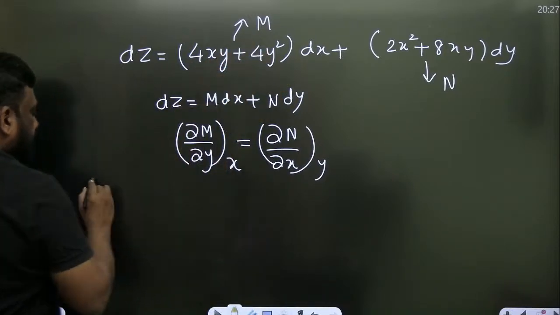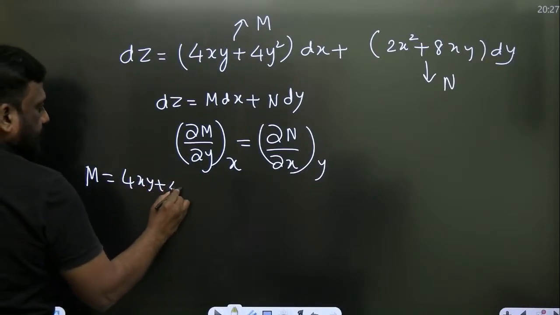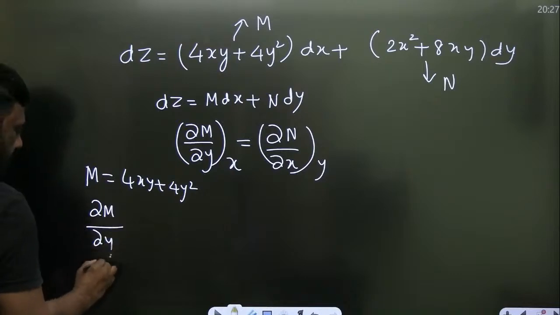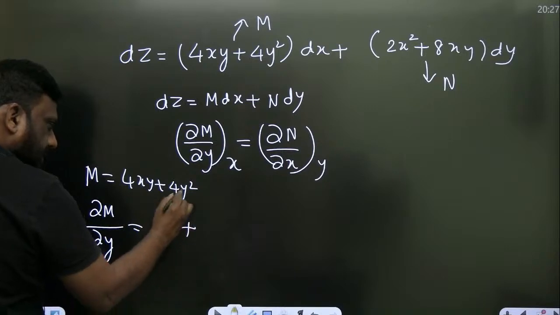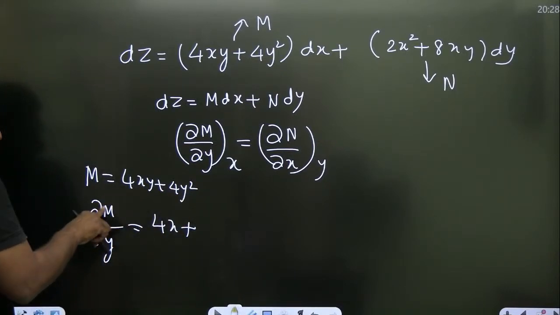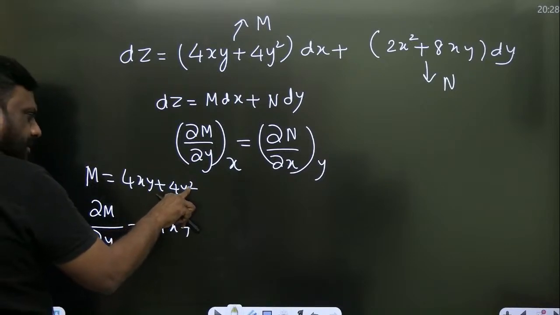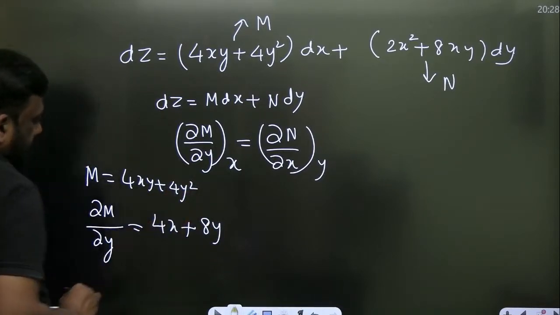This is M. So M is equal to 4xy plus 4y square. So what is dou M by dou Y, sir? Dou M by dou Y is 4x plus y square. When you are differentiating with y, it is partial, so x is constant. Dou M by dou Y is 4x plus, and y square becomes 2y, so 8y. This is dou M by dou Y.